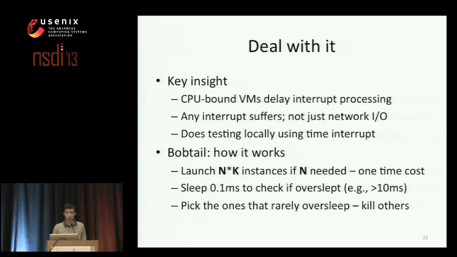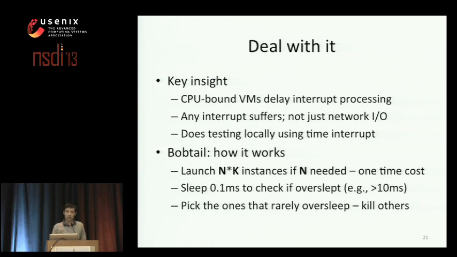Now, here's how Bobtail works. Say if a customer needs to run n good instances for their latency-sensitive workloads, we can actually pick k times as many candidates. This is just a one-time cost because we pay EC2 by the hour.